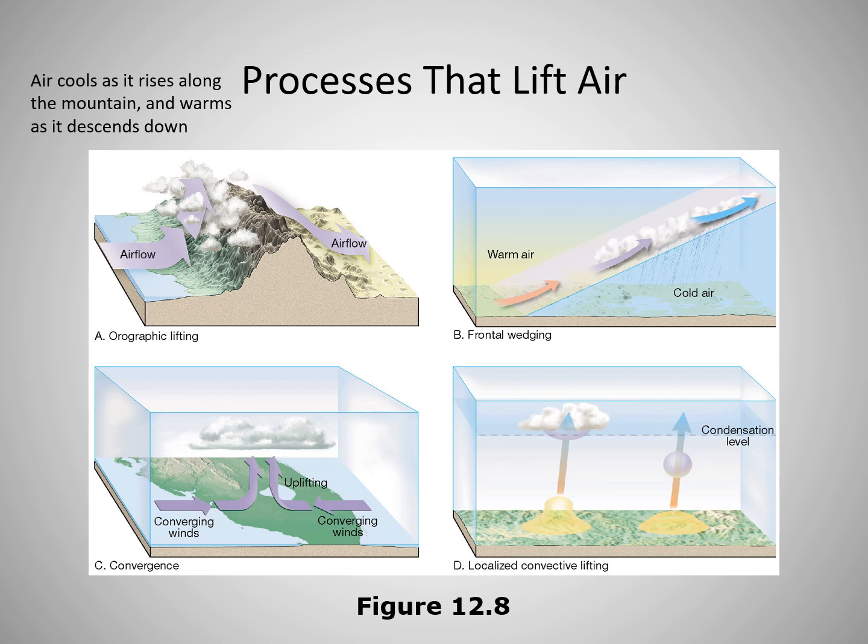Okay, bottom left, C, this is convergence. There's Florida, your big peninsula, and you've got air moving in, moist air from the Atlantic and from the Gulf, and they're converging, and there's a bottleneck, and it's pushed up, and you get plenty of condensation, rain, and thunderstorms.